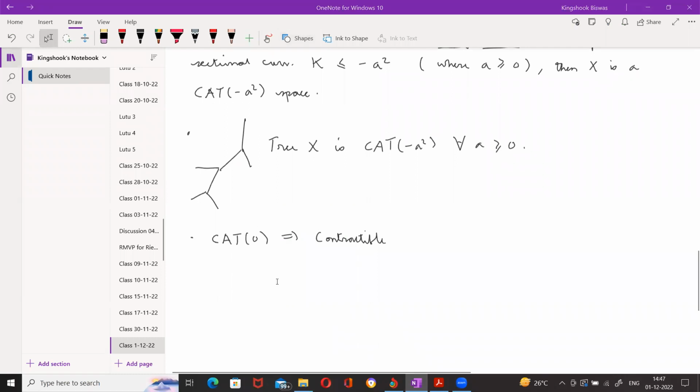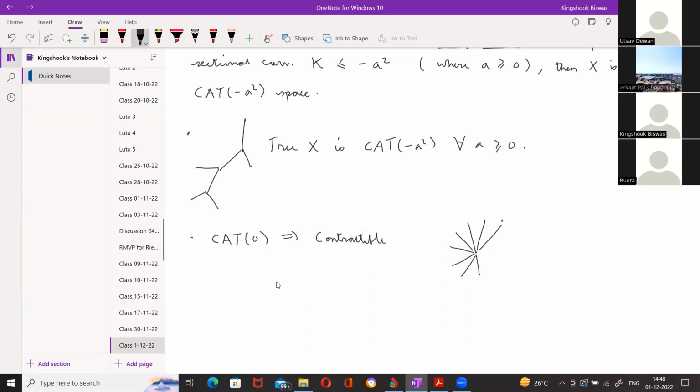So, it's not hard to show that CAT(0) spaces are contractible. The point is that in a CAT(0) space, there is a unique geodesic joining any 2 points, and this geodesic depends continuously on the endpoints. So you can join every point in the space to a fixed origin, and then you contract the whole space along these geodesics, radially to the origin. So a CAT(0) space is contractible.